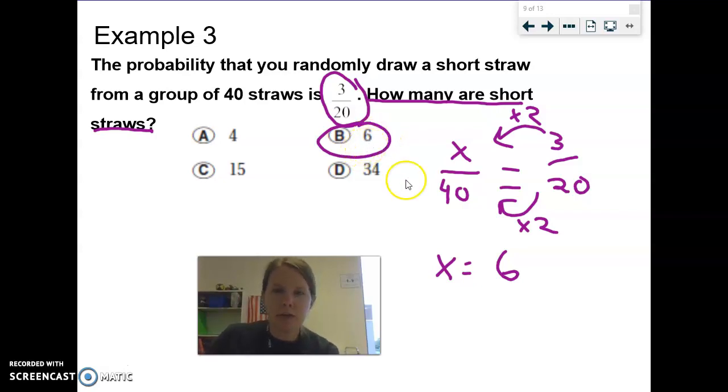Okay, and you can use these ratios to help you determine how many are going to be in 120 straws, how many in 80 straws. For 80 straws, I would just double this because 40 times 2 is 80, so that would be 12. So you could keep going and figuring out how much, if this proportion or this probability stays the same.